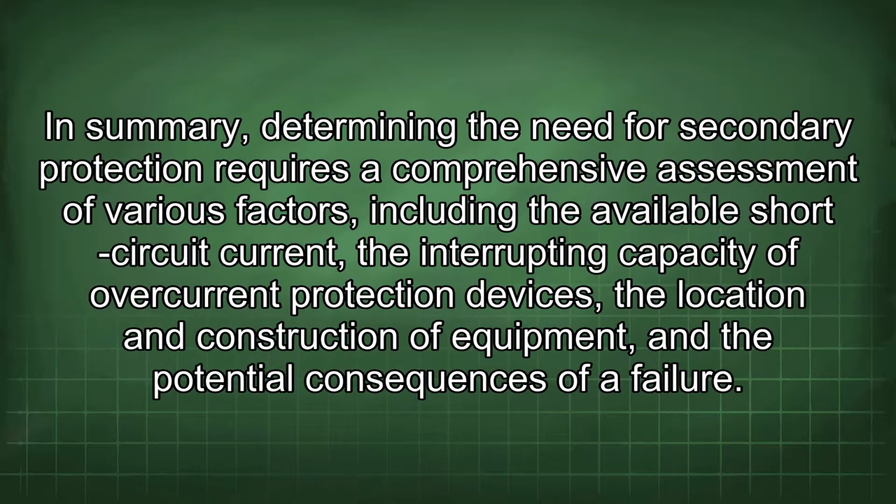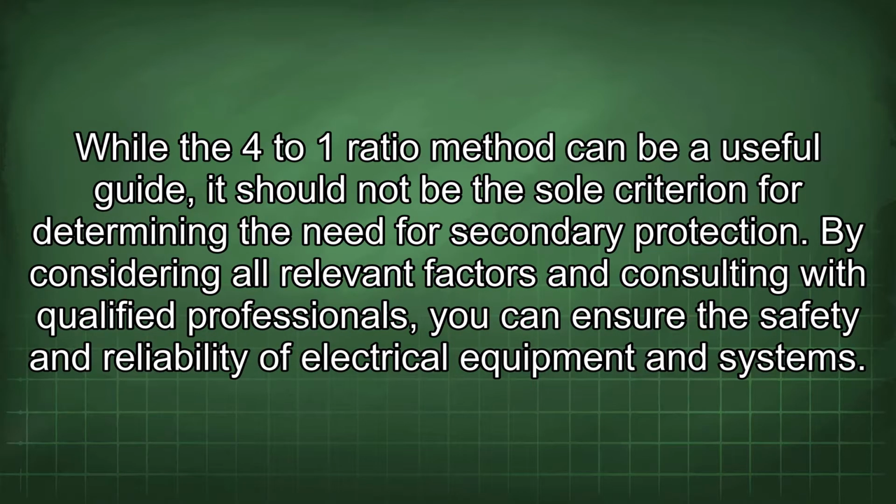In summary, determining the need for secondary protection requires a comprehensive assessment of various factors, including the available short-circuit current, the interrupting capacity of overcurrent protection devices, the location and construction of equipment, and the potential consequences of a failure. While the 4:1 ratio method can be a useful guide, it should not be the sole criterion for determining the need for secondary protection. By considering all relevant factors and consulting with qualified professionals, you can ensure the safety and reliability of electrical equipment and systems.